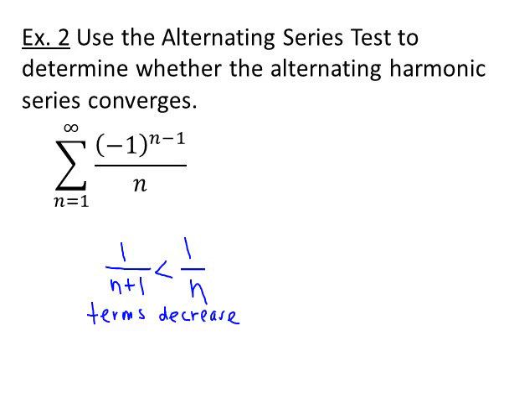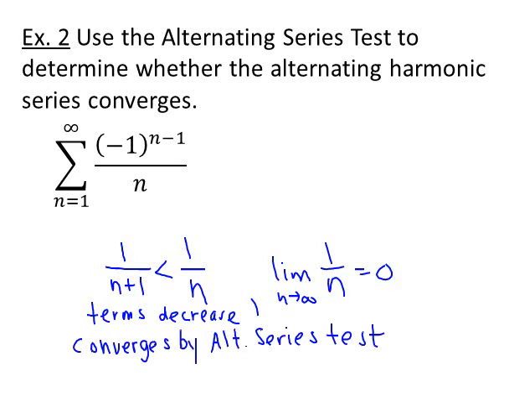As with the comparison test, you can assume this comparison is obvious as long as the numerators or denominators in the two fractions are equal. As another way of showing that the n plus first term is always less than the nth term, I could have calculated the derivative of the absolute value of the nth term formula and shown that the derivative is negative for all n greater than or equal to 1. Next, I need to show that the limit of the nth term goes to 0, which it does. Therefore, the alternating harmonic series converges by the alternating series test.